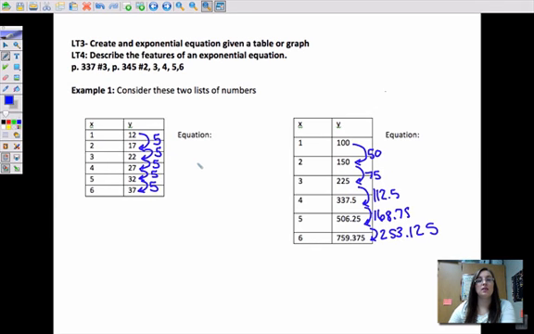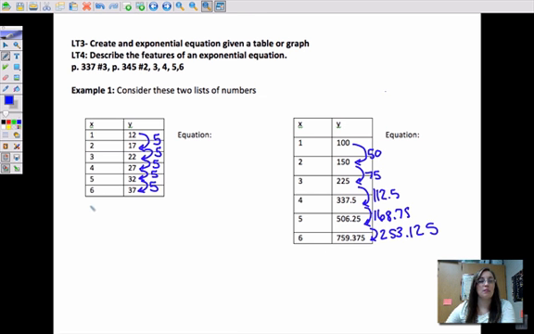Okay, to start off, let's look at these two tables. What I have already gone ahead and done is I've looked at what's been added between each y value. And what I notice is the difference between these two tables is that in the first table, when I subtract 22 minus 17, it equals 5. When I subtract 27 minus 22, it equals 5. The difference between these numbers in the first table is always 5.